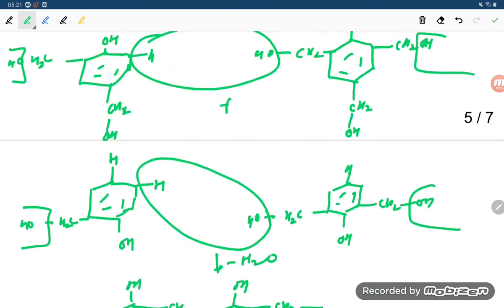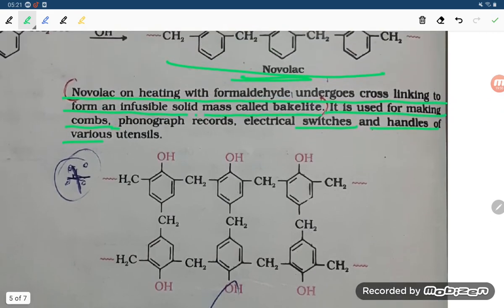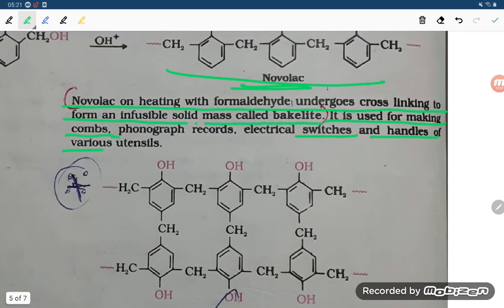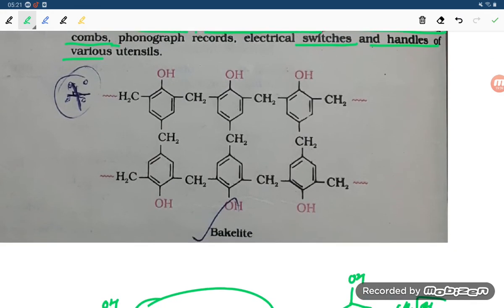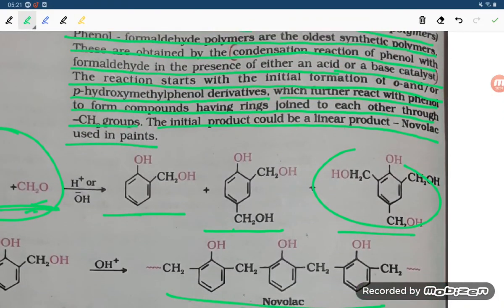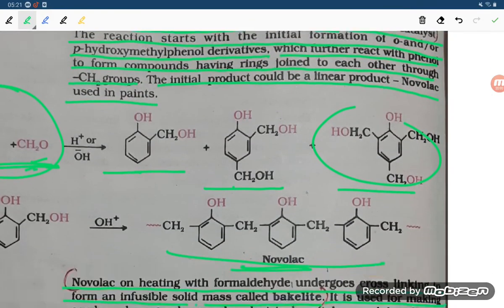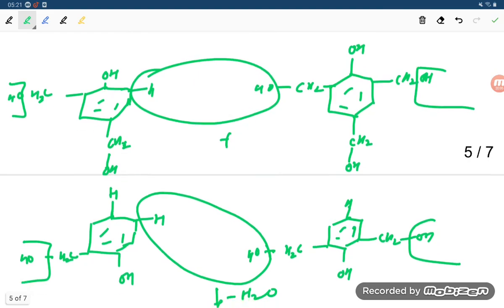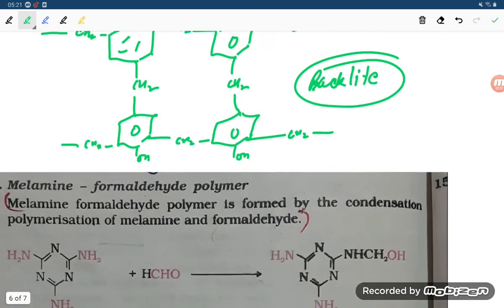So how it is forming, you can check it out, how we are going to rearrange the substituted phenol with the formaldehyde, so that we will get bakelite.